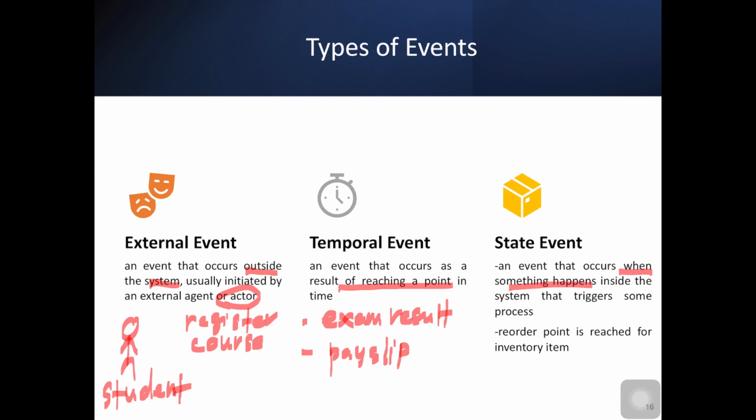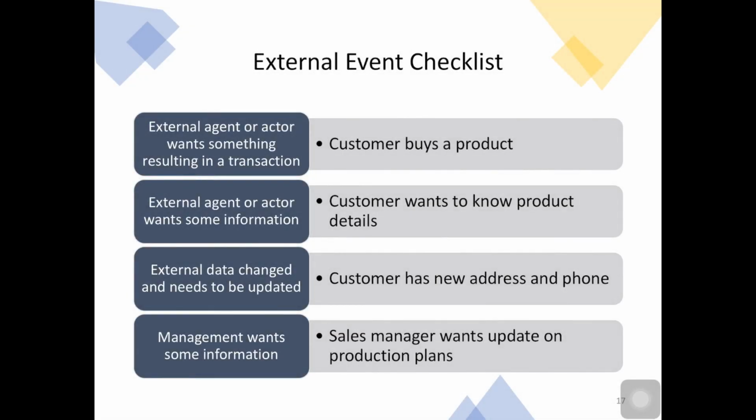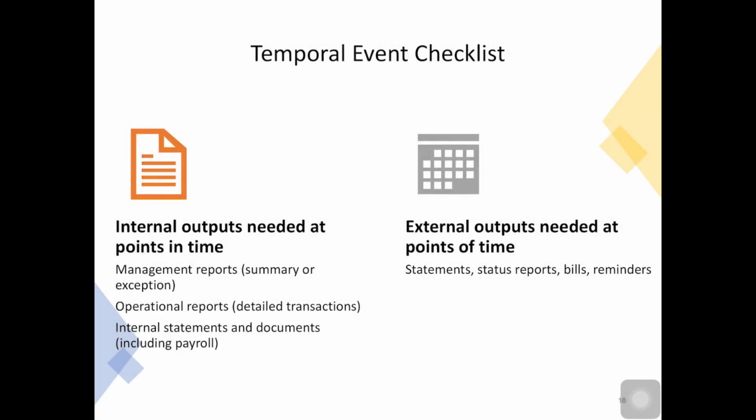These are examples of external event. For example, customer buys product, customer wants to know the details about the product, add new address. Temporal event, for example, reports, bills, and any reminders. For example, bills will be generated on a certain date, so that is temporal event.